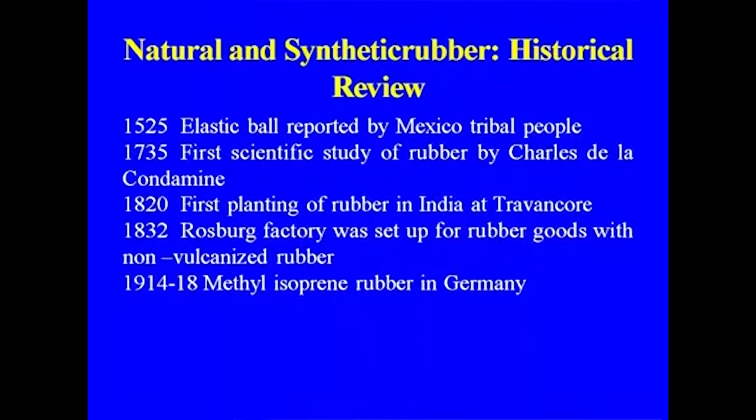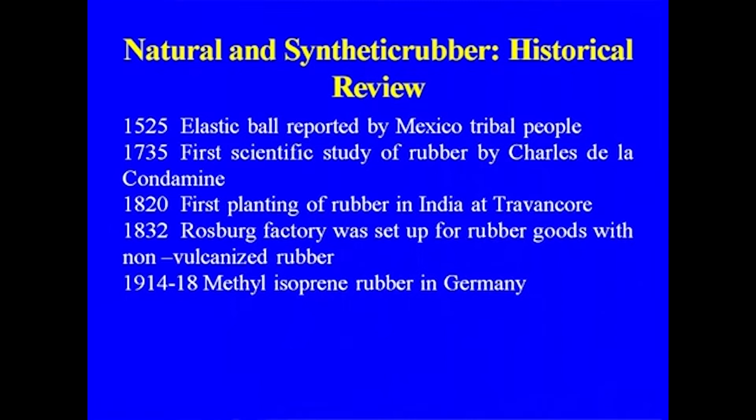Let us discuss some of the historical background, because so far as elastomer or rubber is concerned, it is not from ancient times. In 1525 an elastic ball was reported among Mexican tribal people. In 1735 came the first scientific study of rubber by Charles de la Condamine, and in 1820 the first planting of rubber in India at Travancore was started.